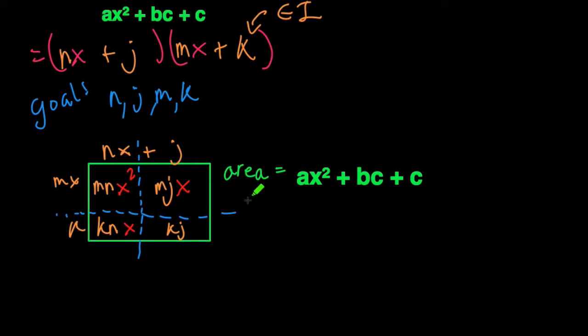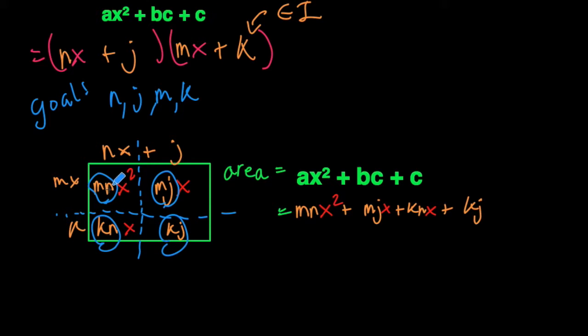Now the area can also be expressed as the sum of these terms here. These four terms make up the rectangle. Now the goal here is to eventually figure out the value of this term, of this term, of this term, of this term. That's helpful because if I can find these four values, the four values that I've circled, then I'll be able to find the values of n, j, m, and k.